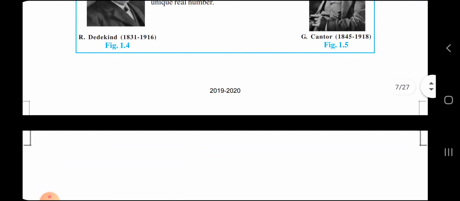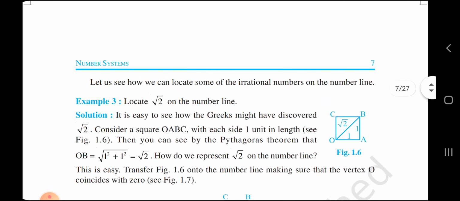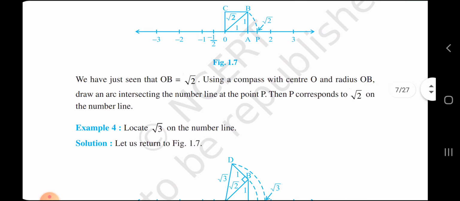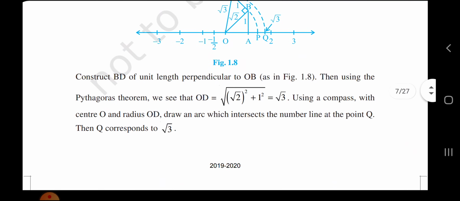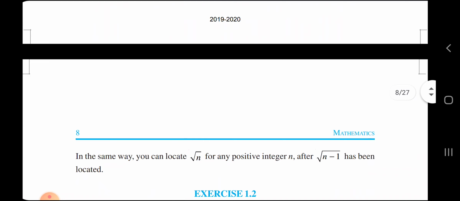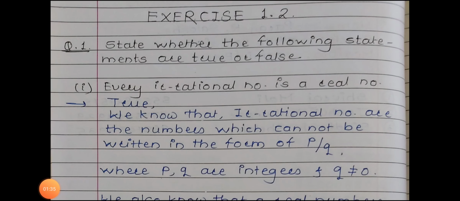Then we solved two examples. We located square root of 2 on the number line and also we located square root of 3 on the number line. In the same way, you can locate square root of n for any positive integer n after square root of n minus 1 has been located. So first we start exercise 1.2.